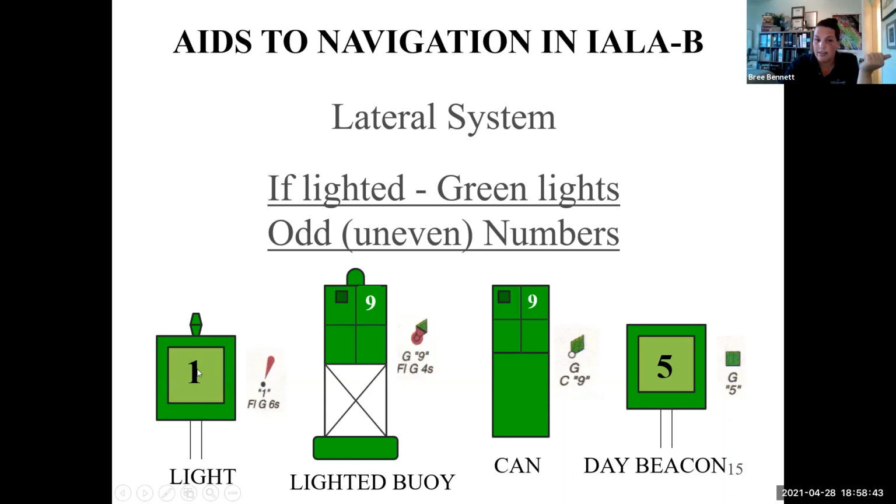This case is a fixed light because it is fixed to the ground. It is flashing green every 6 seconds. And it has a quote 1. That means there's a physical 1 on it. That's what you're going to be seeing, a number 1. Of course, if it's dark, you're not seeing the number, so you see the light characteristic. And then you have a dayboard that just has a number. But those are our most common types of buoys that you'll see.